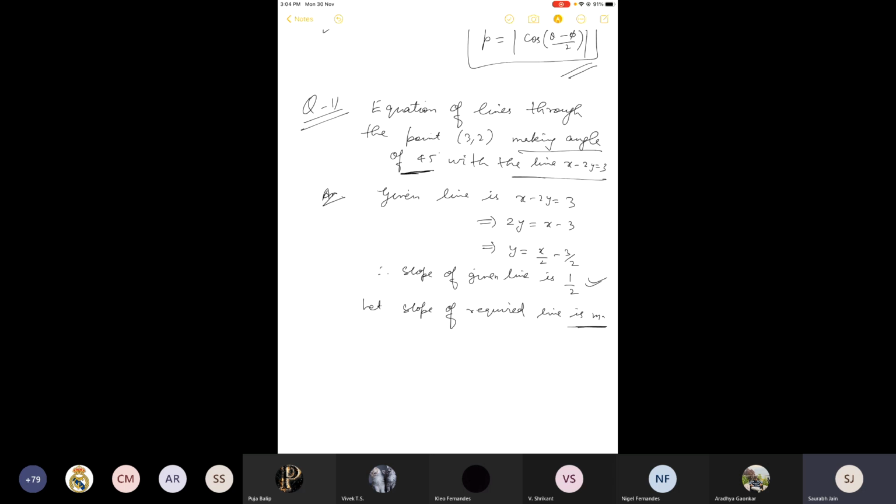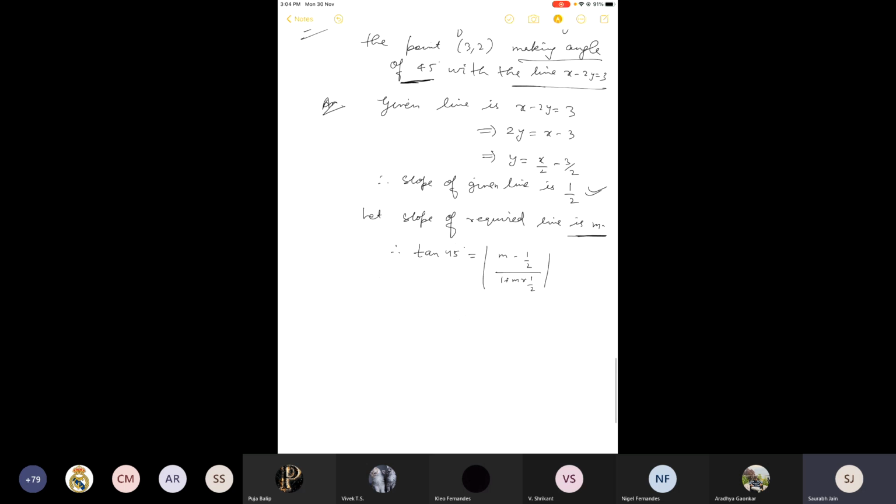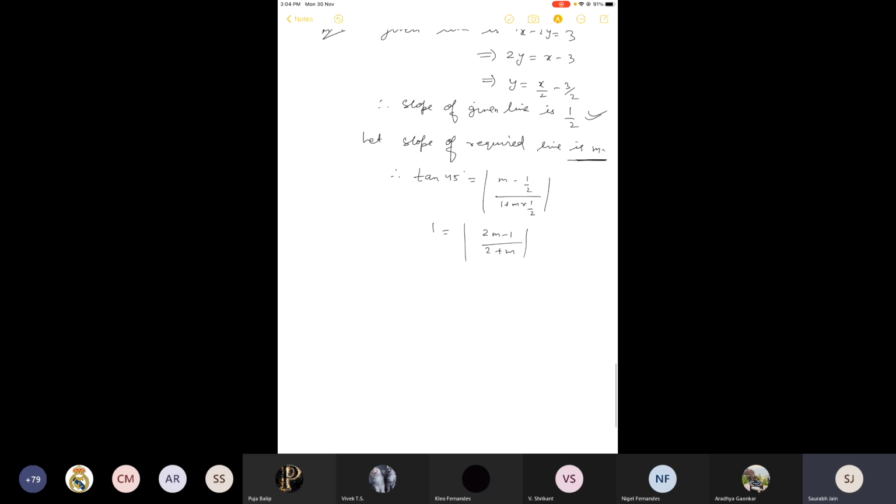Let us use the formula of angle between the lines. Acute angle is given. Tan theta is equal to mod of (m1 minus m2) upon (1 plus m1 m2). Now simplify this equation. Tan 45 degrees is 1. Here if you take the LCM, you will get (2m minus 1) upon (2 plus m). Then 2 will get cancelled. As a result, mod is 1. Mod x is equal to a, x is plus minus a. So that is why it will be either 1 or minus 1.